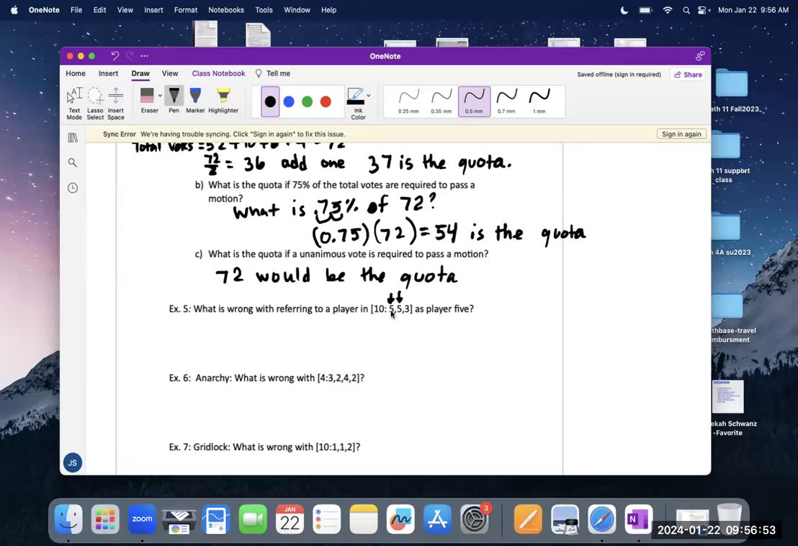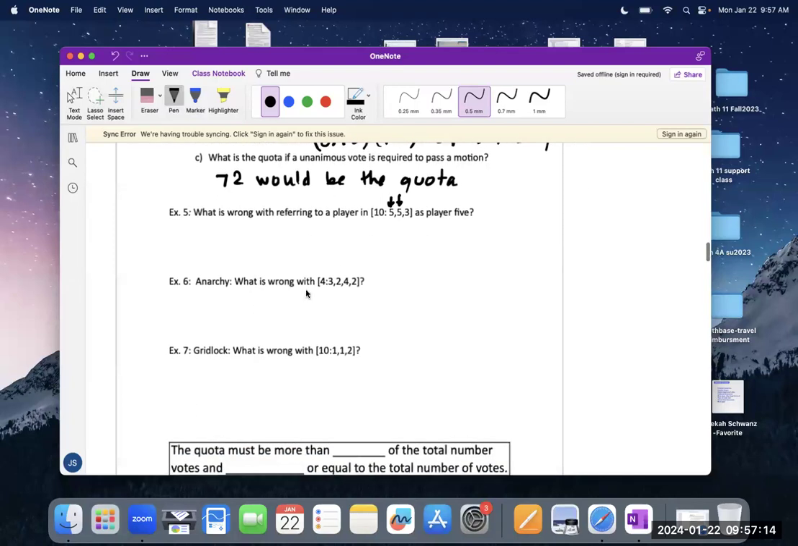So player 1 is this first 5 here, and player 2 would be the second 5. Then player 3 would actually have 3 votes here. So we don't want to name the players after the weights they have.